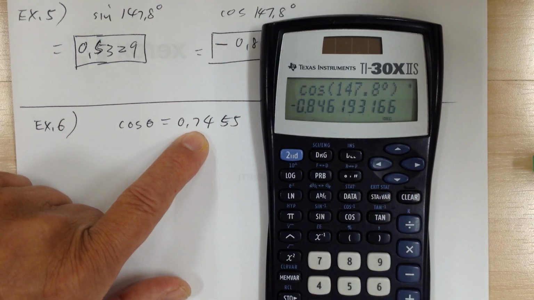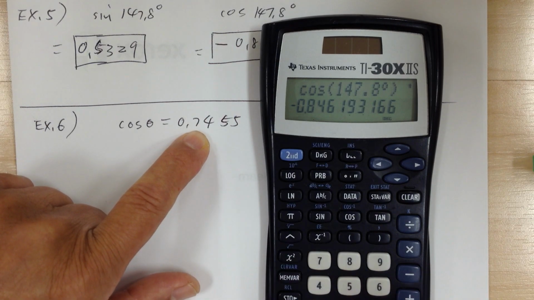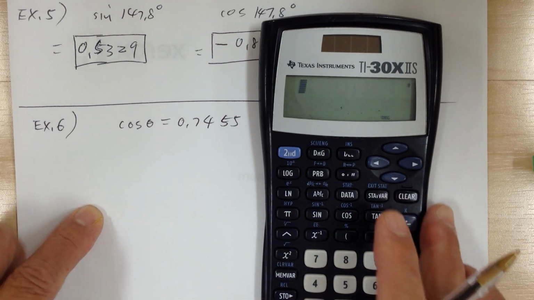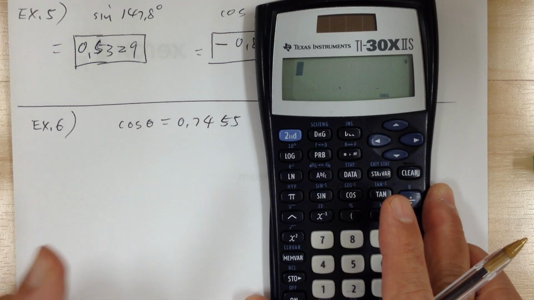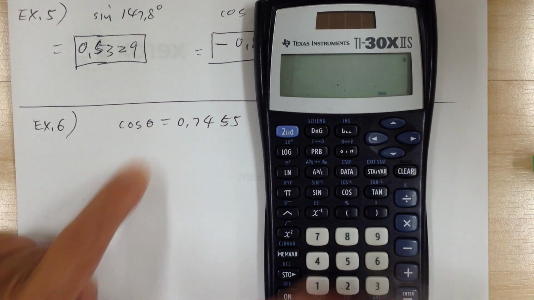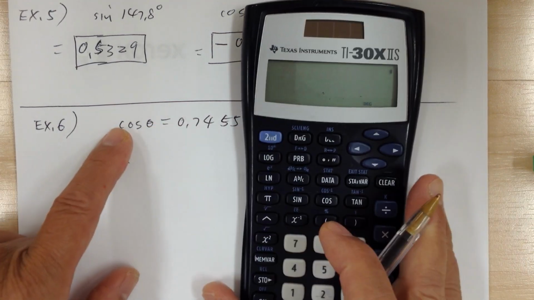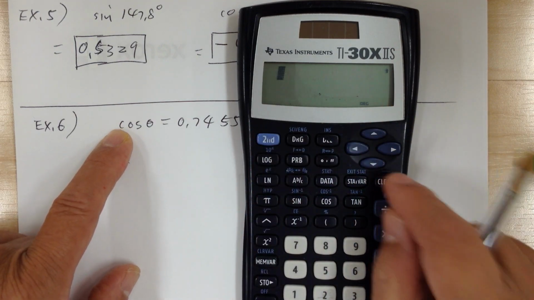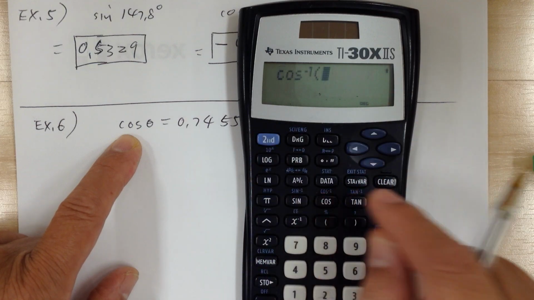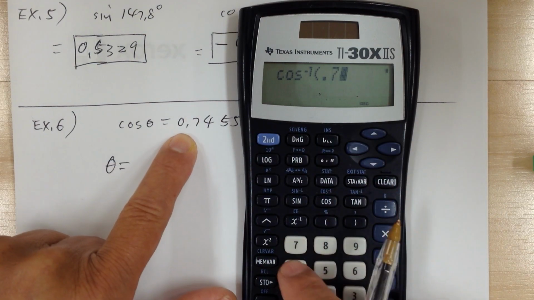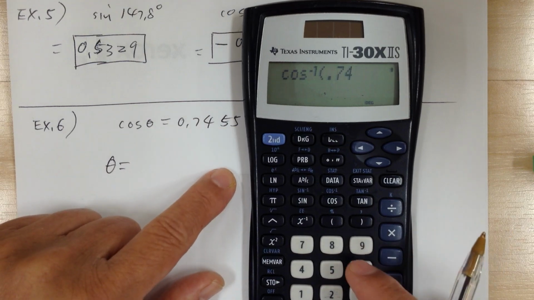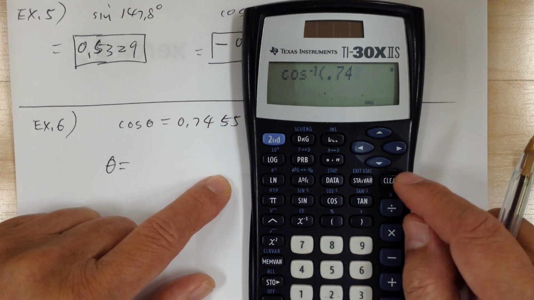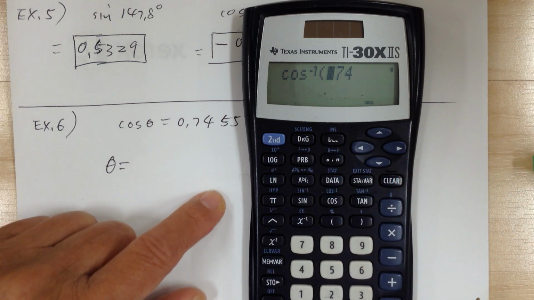Okay, you're looking for two angles that satisfy this equation. So first let's find the first one, and then after you have to sketch it out to get the second one. Since you're looking for theta, you have to use second function. So you go second, clear. So second cosine of 0.74. Oh, that's a negative. Okay, back up. It's a negative.